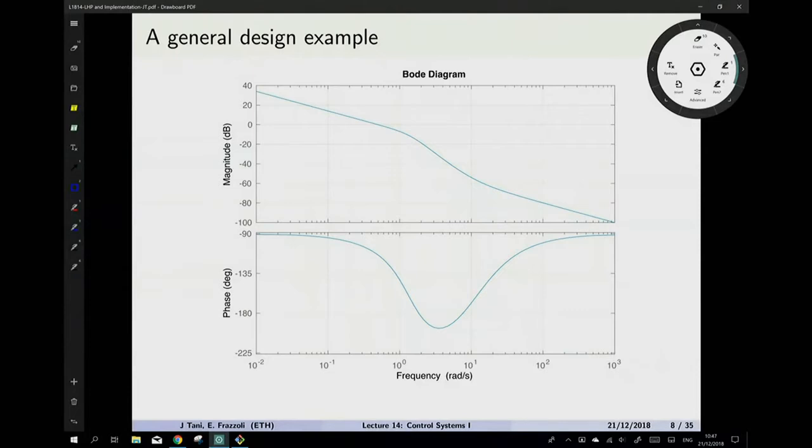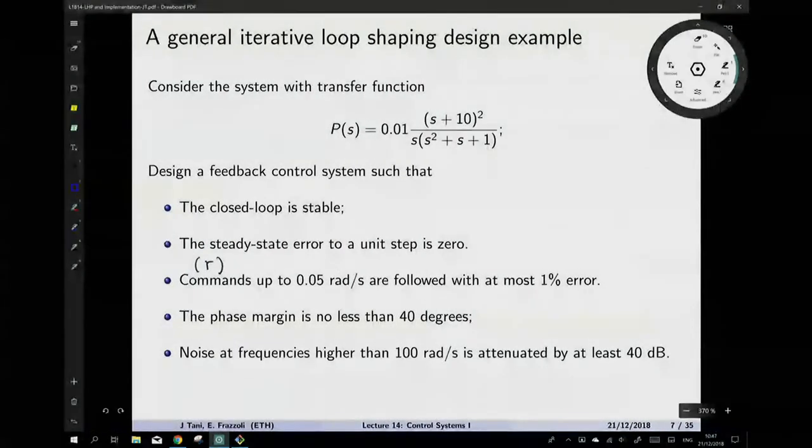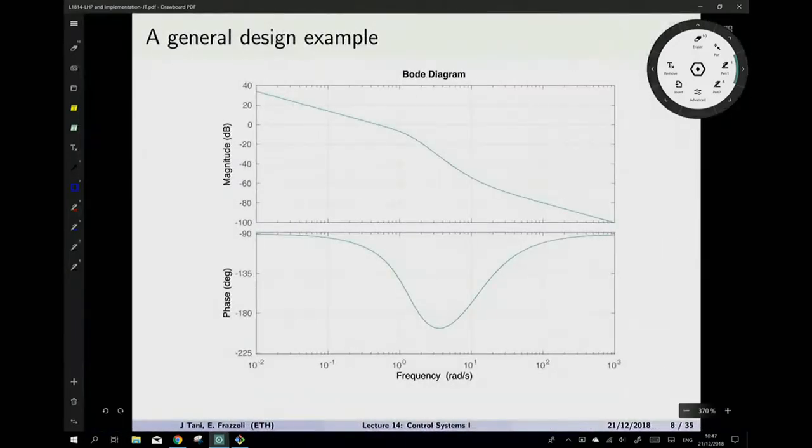How would we start? So the first thing is what? What was it? First thing was steady state errors, right? So what did we say? We said we want, first, the closed loop to be stable, and then the steady state errors to a unit step must be 0. Okay, so is the system stable?